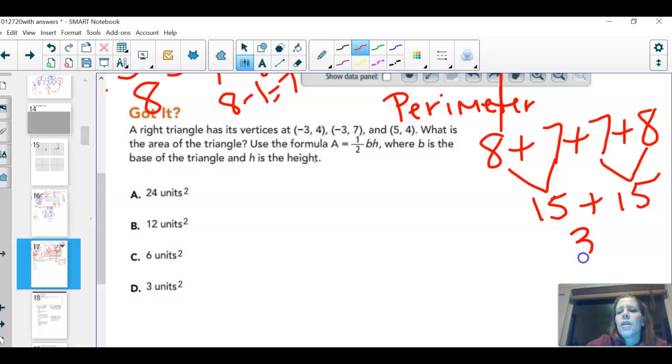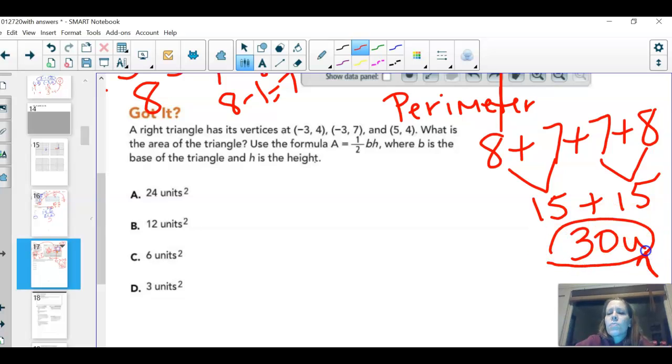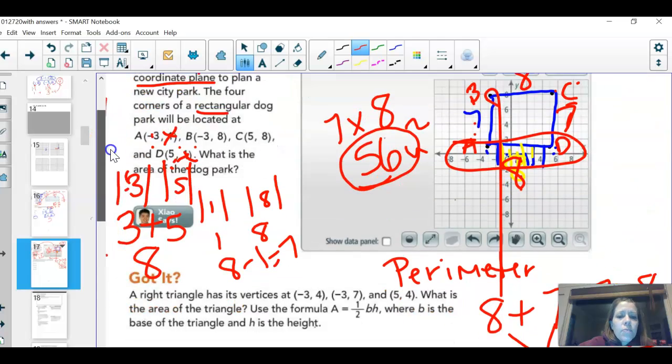15 plus 15 is equal to 30. The U is the unit. The U es unidad. Okay? Y 8 más 7 es 15. 7 más 8 es 15 otra vez. 15 más 15 es igual a 30. Y entonces U es por mi unidad, como metros o cosas como esto. Okay? But in this case, I wanted area.